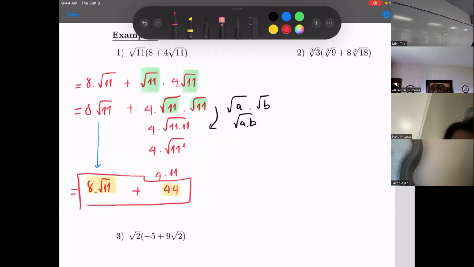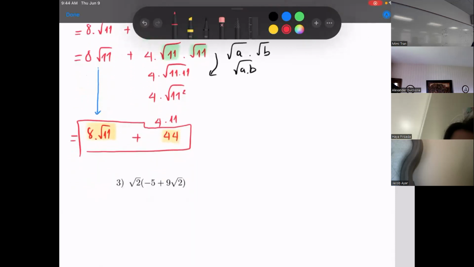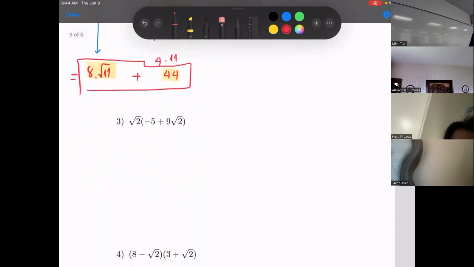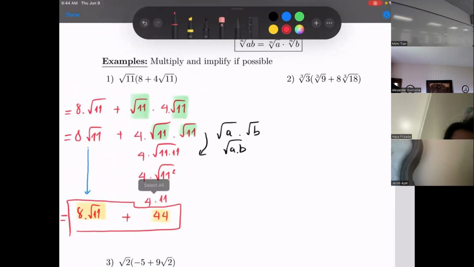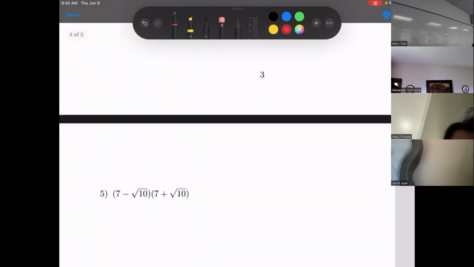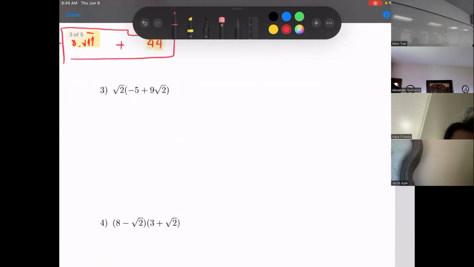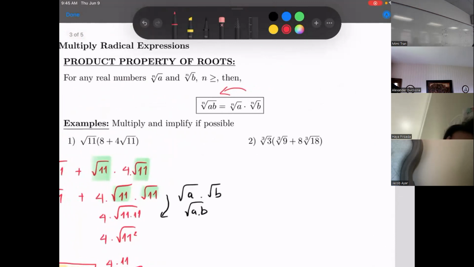Let's try number 3 first. Number 2 is a little bit more difficult. Actually, I'll try number 2 and you guys try number 3. And then we'll take a little break. Let me do number 2 for you, and then you do number 3.